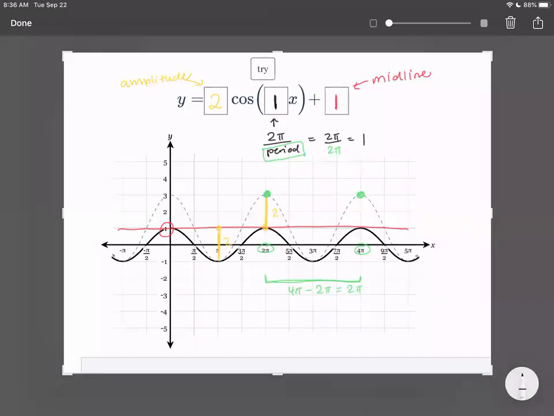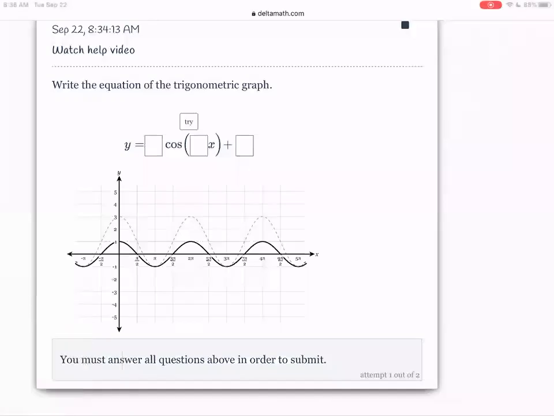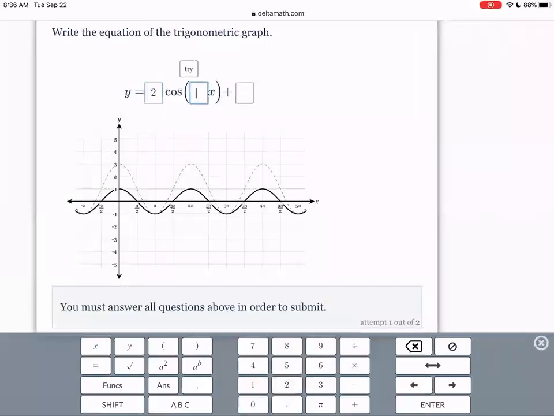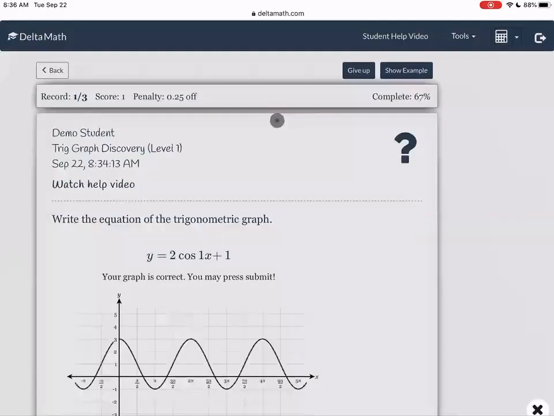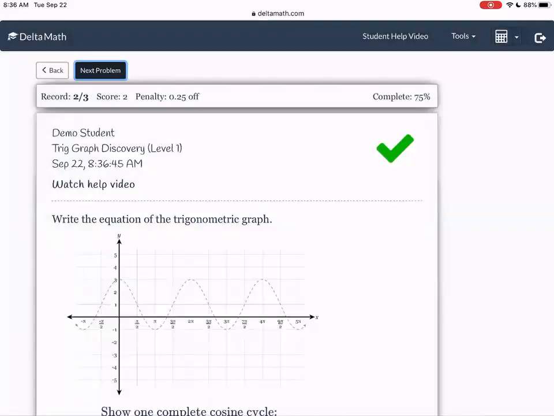Alrighty, let's enter it in. So we have 2, 1, 1, and don't forget to press try. Let's see what happens. And would you look at that? We are correct. Submit. And that's it.